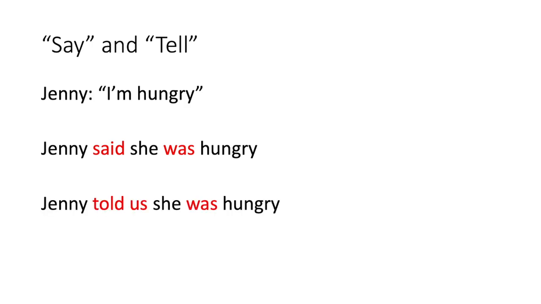And here's an example. If your friend Jenny says, "I'm hungry," okay, you can report it with the verb say. Jenny said she was hungry. Or the verb tell. Jenny told us she was hungry. Now notice there's a difference in the verb pattern here. We need an object with the verb tell. Okay, so Jenny told us she was hungry.